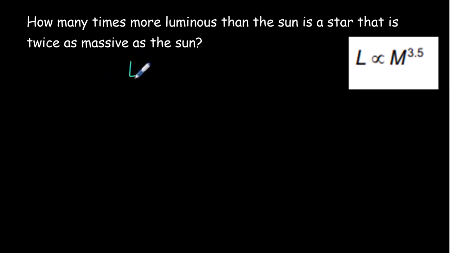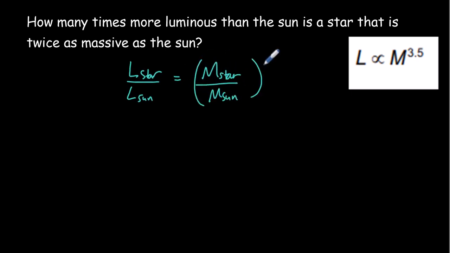We can say that L of this star divided by L of the sun will be equal to the mass of the star divided by the mass of the sun raised to the 3.5. And we know that that mass ratio is 2. So we plug into our calculator 2 to the power 3.5 and we get 11.3, which is to say that the star is 11.3 times as luminous as the sun.